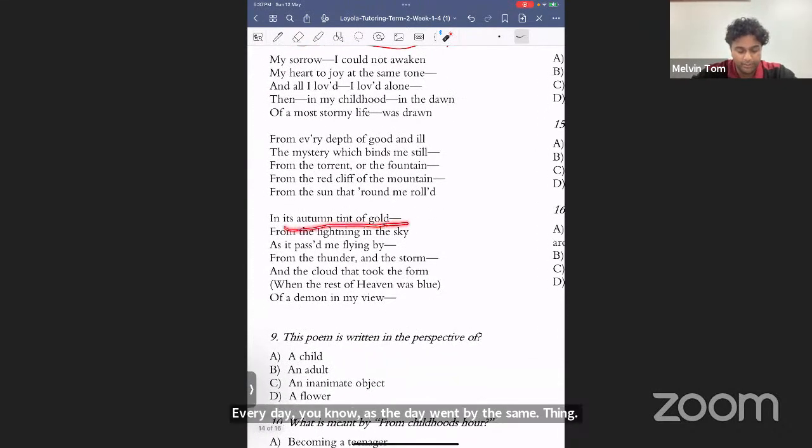In his autumn tint of gold, from the lightnings in the sky, as it passed me flying by, from the thunder and the storm, and the cloud that took the form, when the rest of the heaven was blue, of a demon in my view.